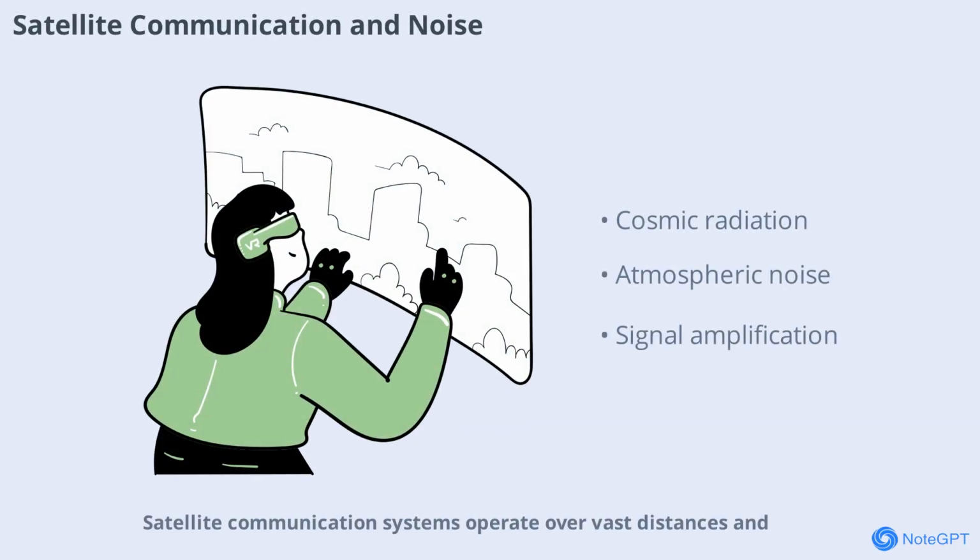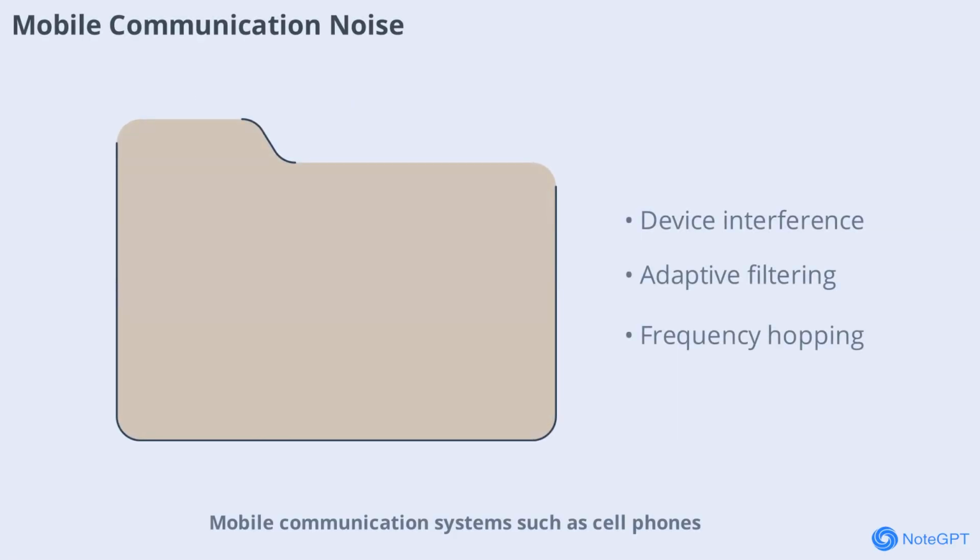Satellite communication systems operate over vast distances and are exposed to a wide range of noise sources, including cosmic radiation and atmospheric disturbances. Engineers must design robust systems that can handle these challenges, often using powerful error correction and signal amplification techniques.